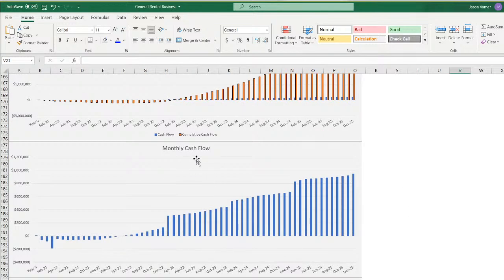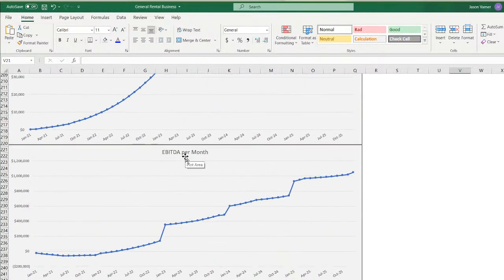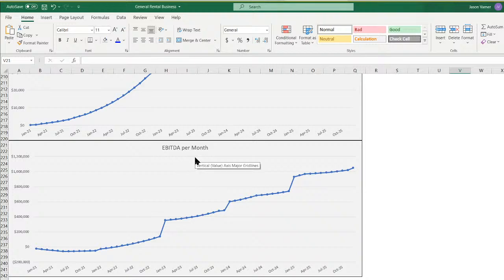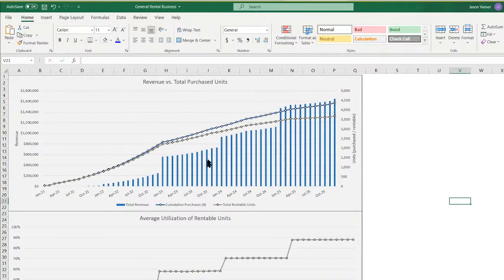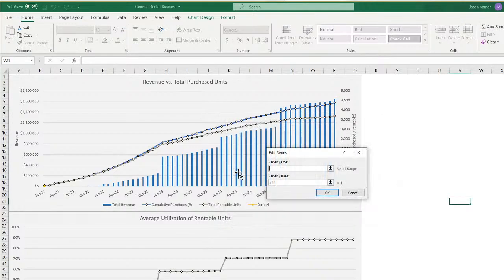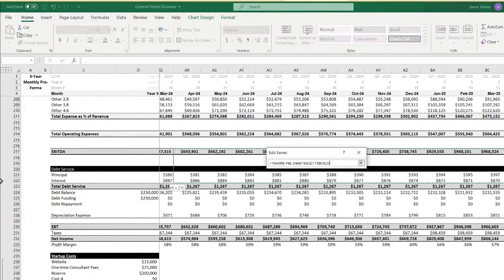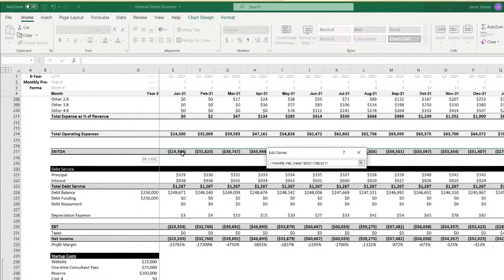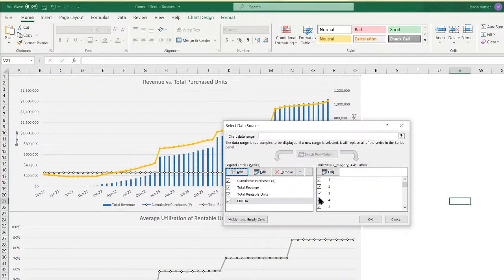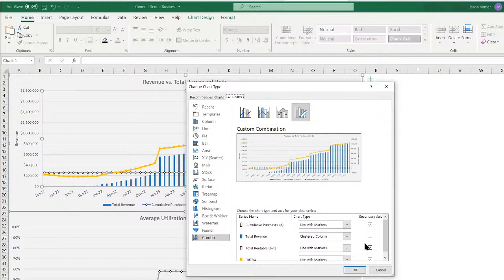Rental revenue, monthly cash flow versus accumulated cash, monthly cash flow, net book value, EBITDA. Yeah, EBITDA would be nice on this. I mean, we could probably add it maybe. Let's see what it looks like. It's got to be on the EBITDA. Wait, it's on the secondary.